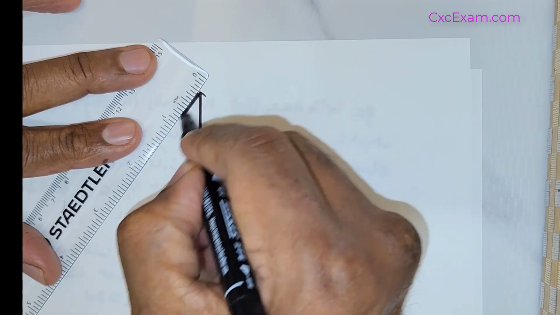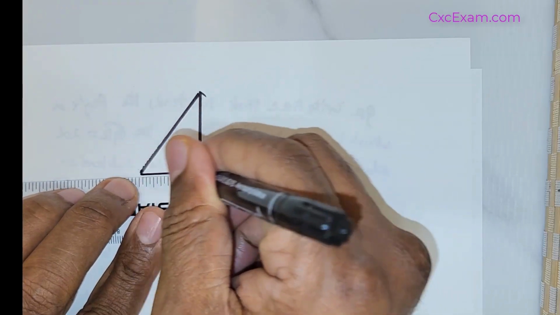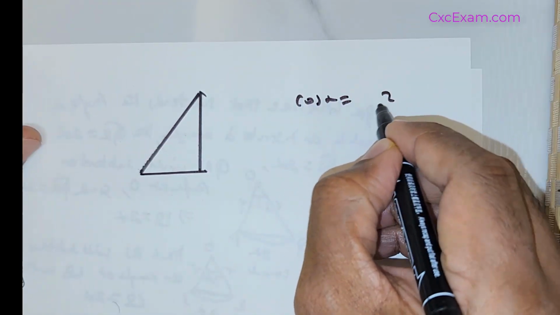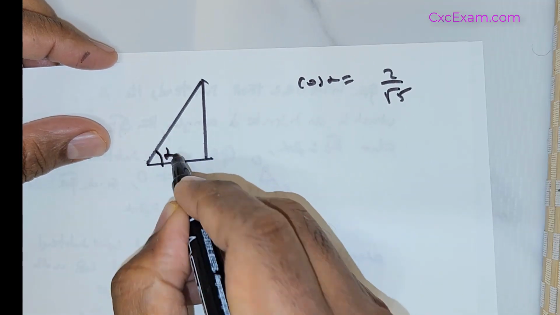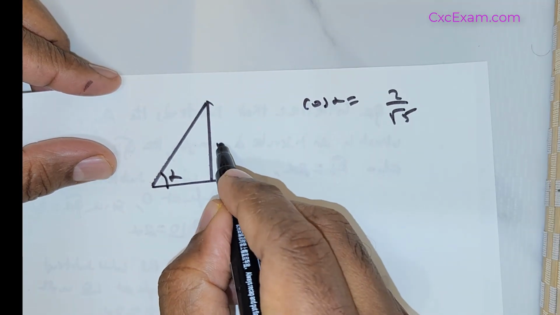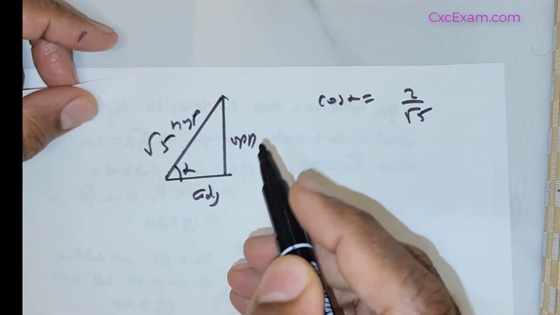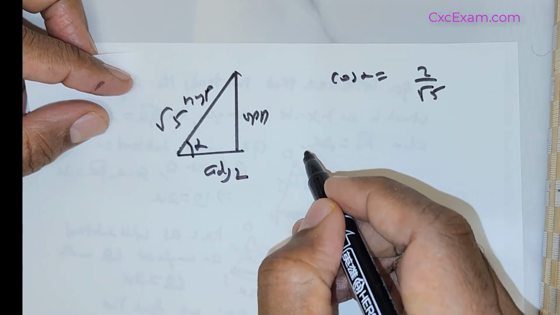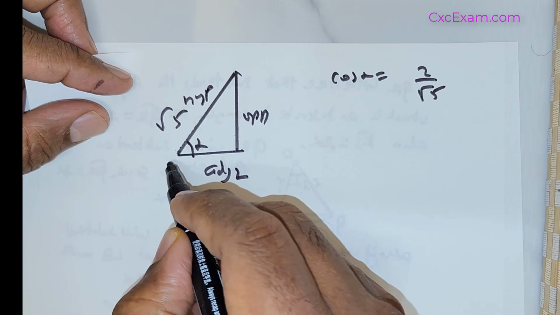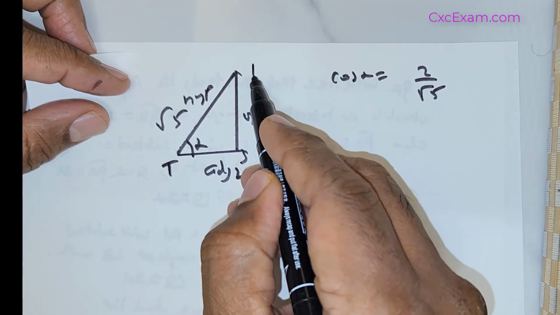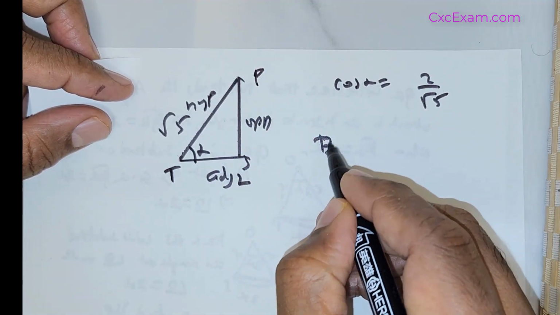So if I were to go and represent this, cos alpha is 2 over root of 5. That's exactly what we have got. And if I were to take this point as alpha, this is opposite side and this is adjacent side, this is hypotenuse. So hypotenuse is root of 5, adjacent is 2 units. So if I were to take this as some TSP, by Pythagoras, what do we have?